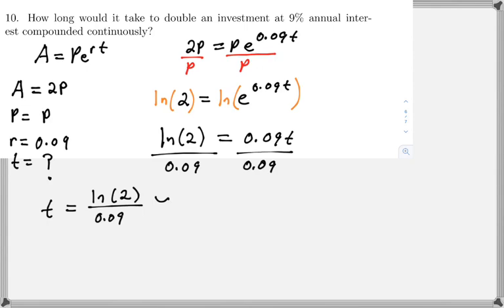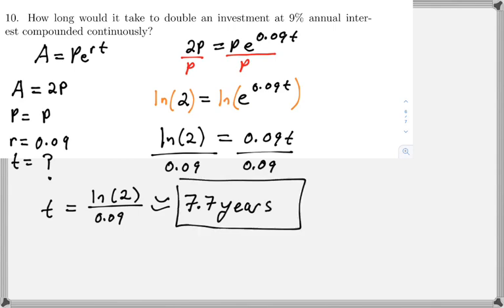You're going to input it in your calculator just like you did with the previous example. So the natural log of 2 over 0.09 is going to be approximately 7.7 years. Now, it didn't matter what the principal was. If you put a quarter in, how long it would take to double would be 7.7 years. Put in $1 million to double that to $2 million, it would be 7.7 years.